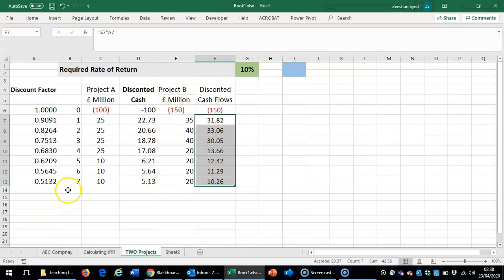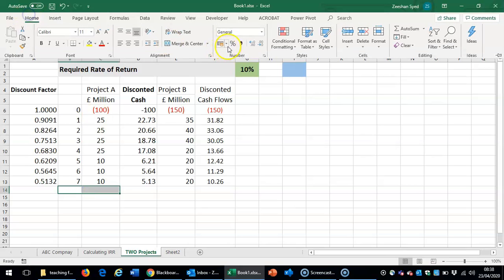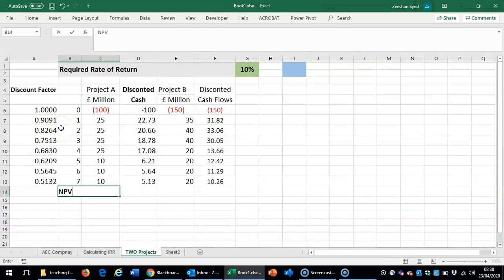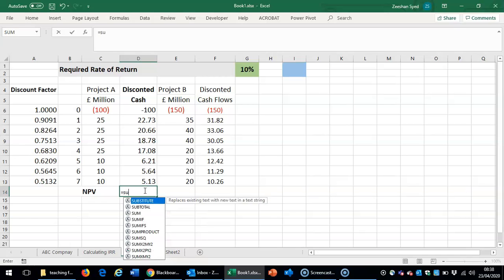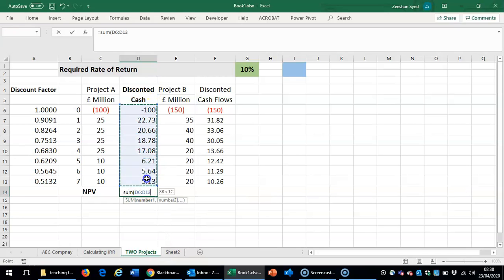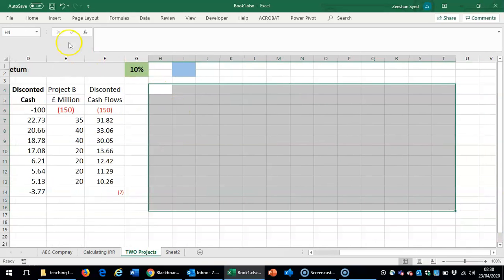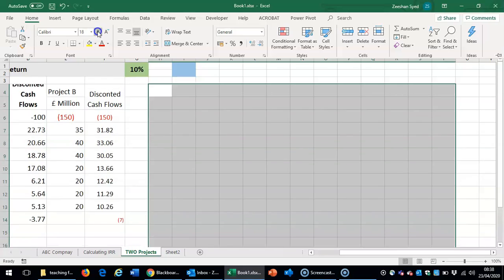Perfect. Now the next thing we have to do is to find out NPV for both. So NPV for this is the sum, simple like this, and NPV for this is the sum, simple like this. What do you think, guys? Any of these projects should be accepted? None of them. So let me make some comments on these things.